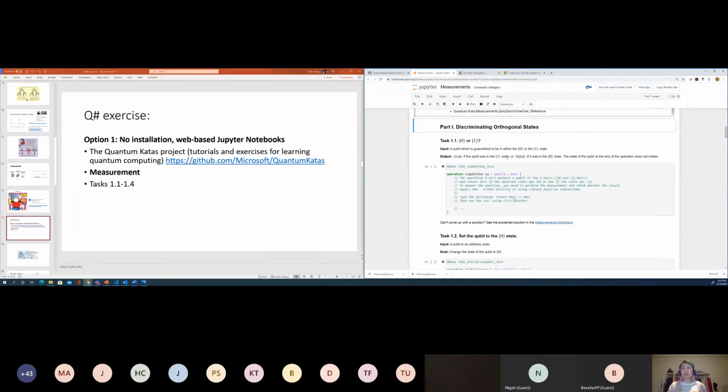The first exercise, very simple. It actually tries to help you by giving you the instructions. If you have a qubit that is guaranteed to be in 0 or 1, let the output be true if it was in the 1 state, or false if it was in the 0 state.